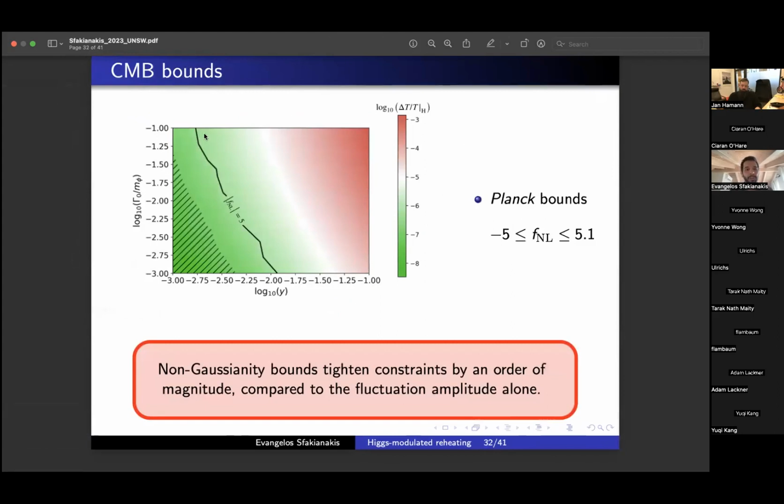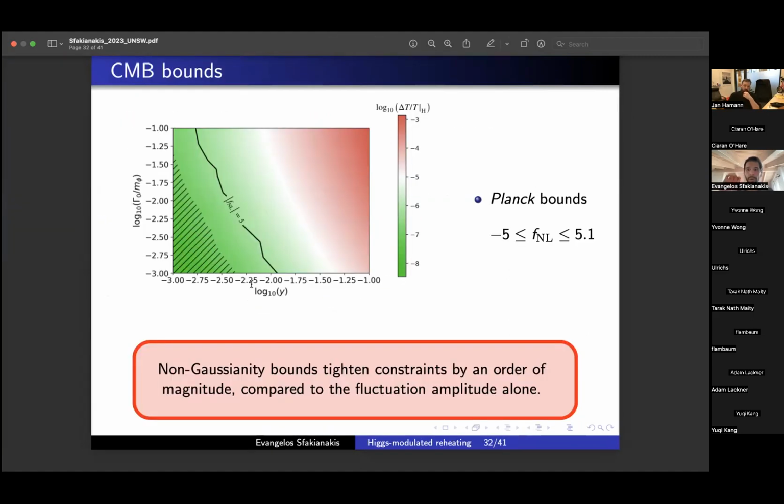And here are our results. f_NL of 5 is where the Planck bounds are at the moment, between -5 and 5.1. You can see on the same plot that the non-Gaussianity already gives a tighter constraint by about an order of magnitude in Yukawa couplings and gamma naught. This white line was where the constraints were before, with the analysis of just the magnitude of delta T over T. Non-Gaussianity allows us to go one order of magnitude deeper into the region. So we tighten constraints using non-Gaussianity.